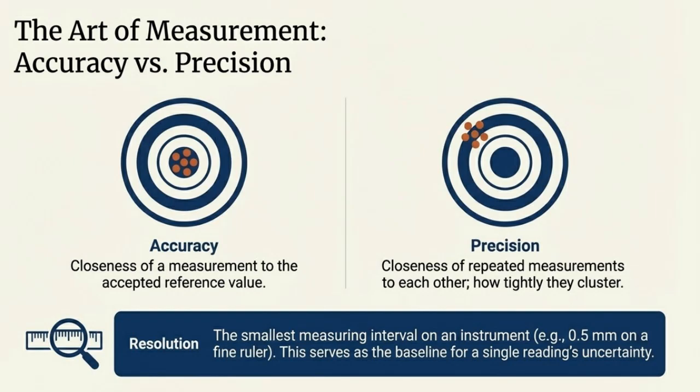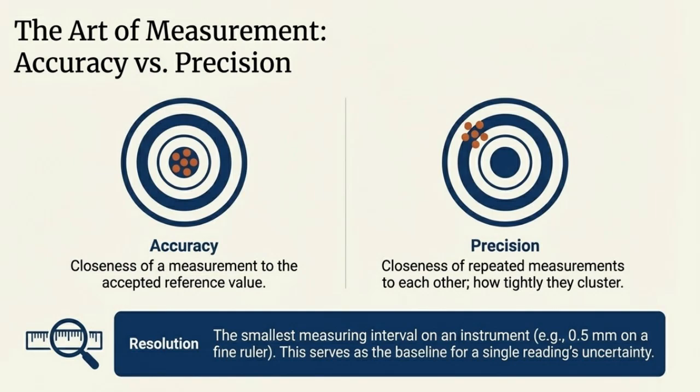Let's now focus on understanding the difference between accuracy and precision in measurements. Accuracy refers to how close a measurement is to the accepted or true value, like hitting the center of a target consistently. Precision, on the other hand, is about how consistently you can repeat the measurement, regardless of whether it's close to the actual value. It's about how tightly your results cluster together.